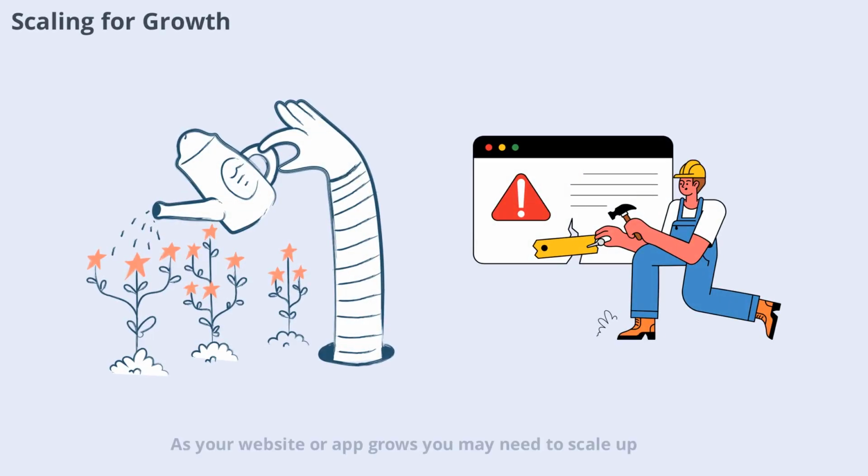As your website or app grows, you may need to scale up. This could mean upgrading your hosting, optimizing your code, or adding new features to handle more users. Planning for growth early makes scaling easier and keeps your project running smoothly as your audience expands.